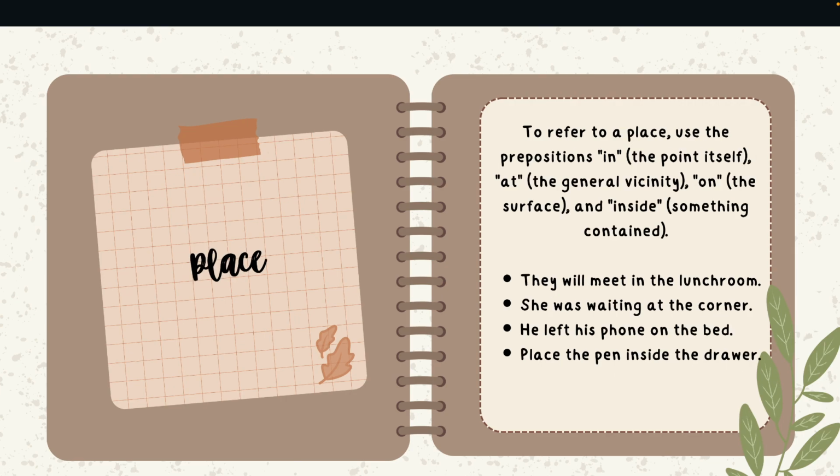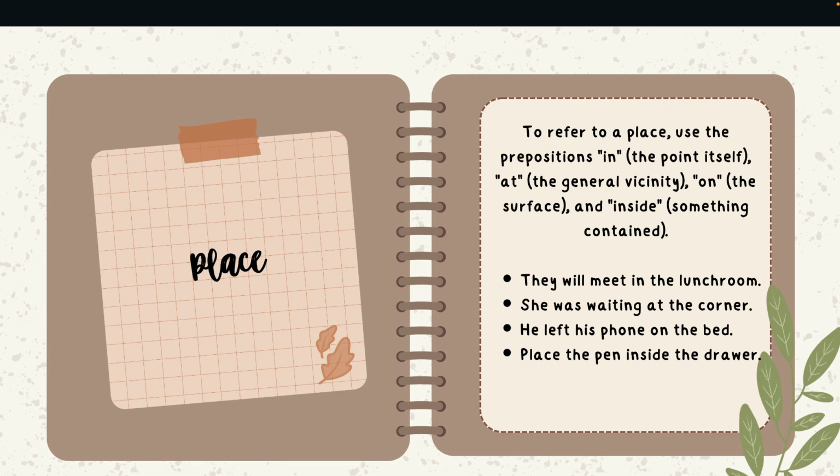Now, if we are referring to a place, in order for us to refer to a place in our sentence, we use the prepositions in, the point itself, then at, the general vicinity or proximity, and then we use on when we talk about a surface, and inside, something that is contained or something that we are able to step inside to.